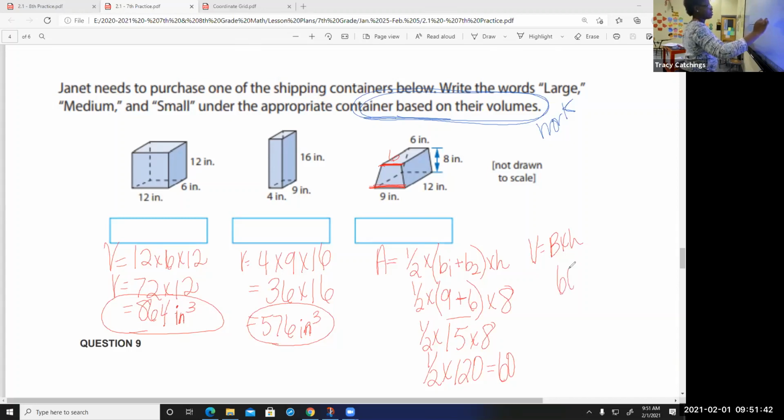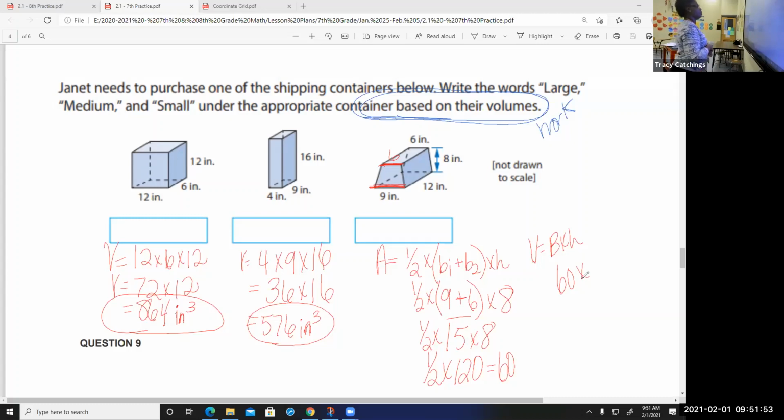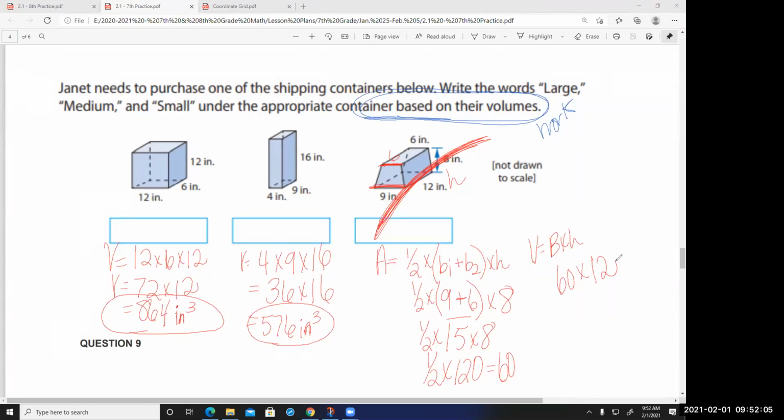The base area was 60. What's the height of that prism? No, 8 was the height of your trapezoid base. Remember, for the height of the prism, go opposite of your base. 12. 60 times 12 is 720.